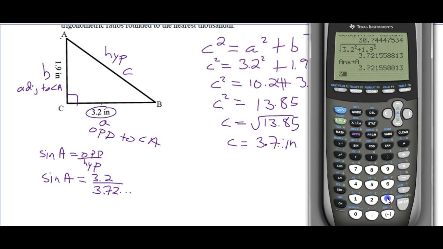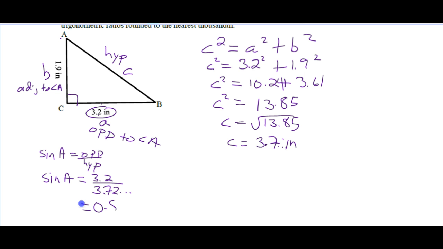So the sine of angle A is 3.2 divided by A, or 0.8598. They want thousandths, so 0.860. Okay, so that's the sine of angle A.